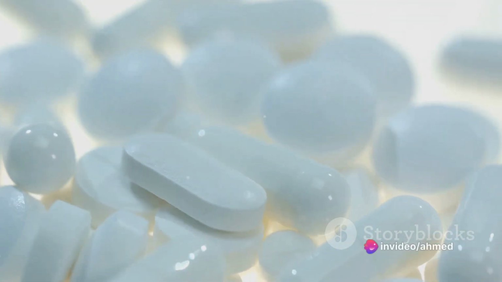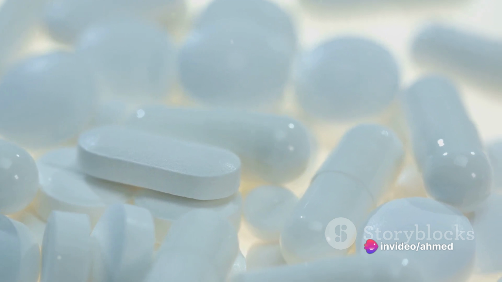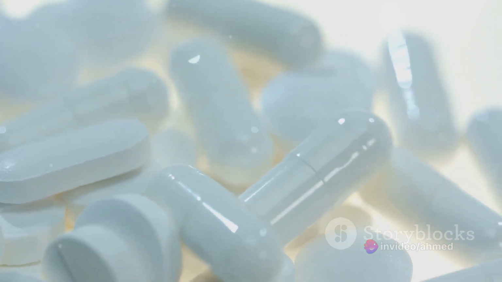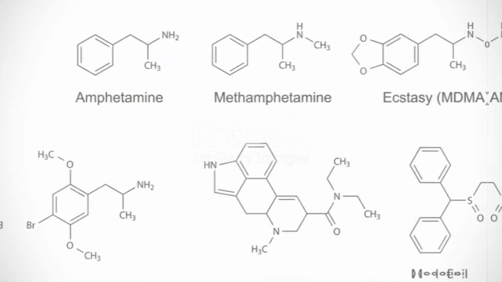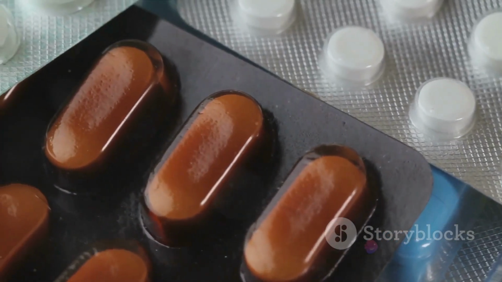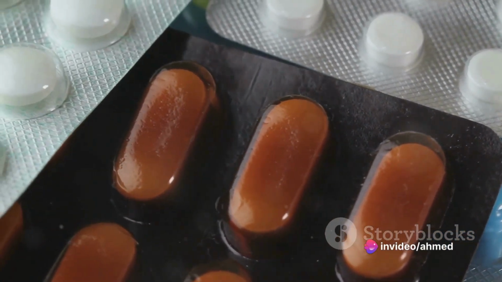Pharmacodynamics is another key concept. This is the study of how drugs interact with receptors to produce their effects, and how these effects are influenced by dose-response relationships. Understanding drug receptors is crucial. There are different types, including agonists, antagonists, and partial agonists.